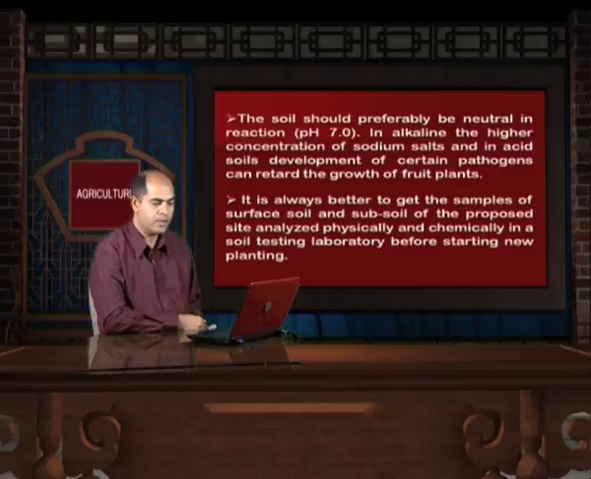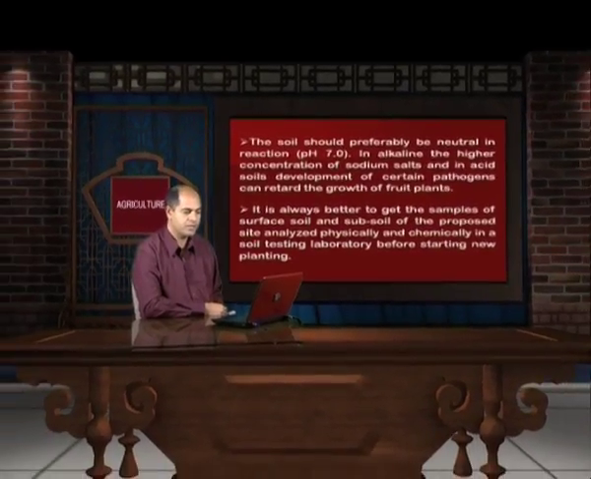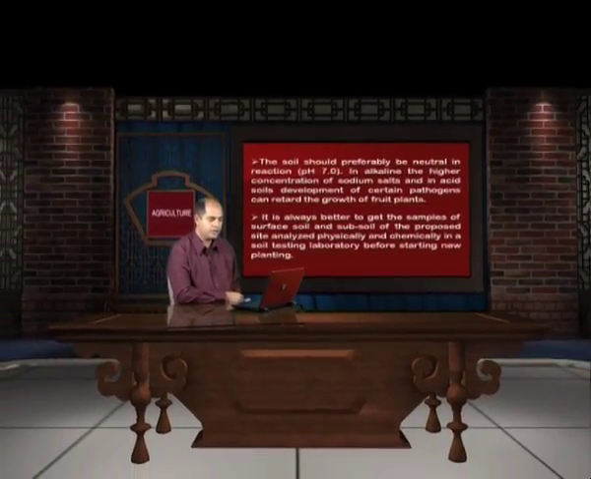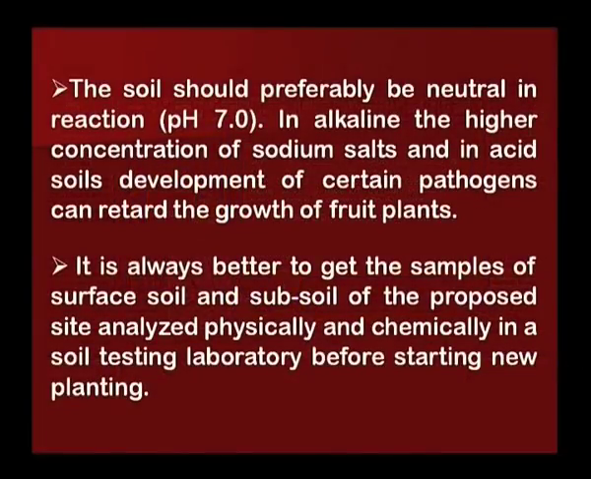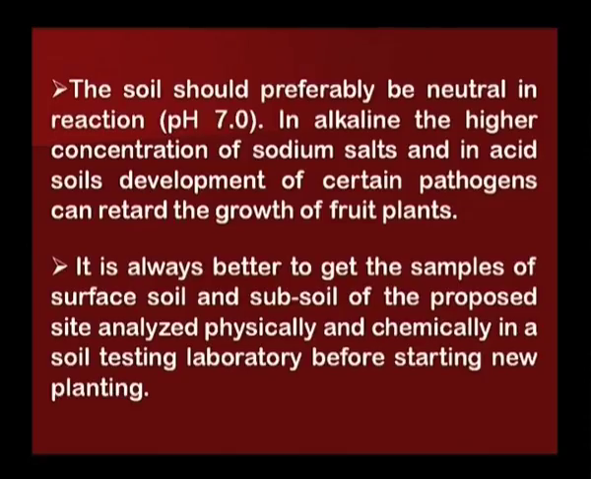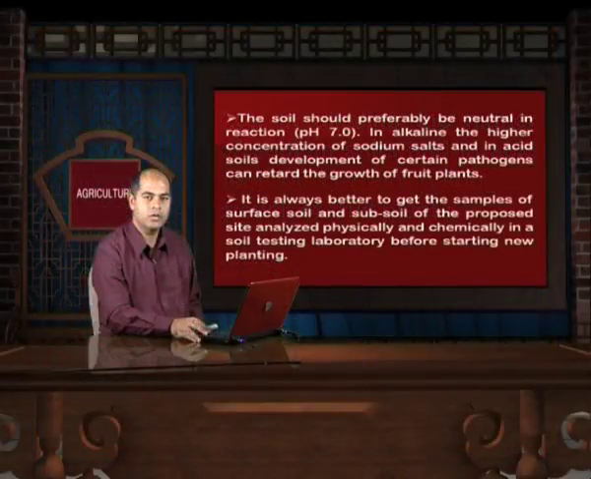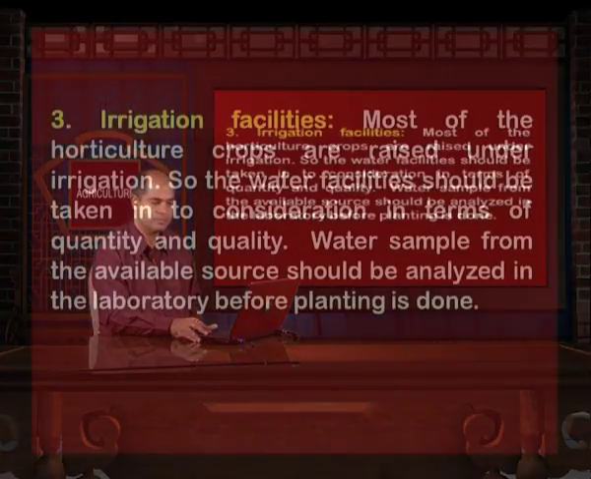The soil should preferably be neutral in reaction, that is pH 7. In alkaline soils, the higher concentration of sodium salts, and in acid soils, development of certain pathogens can retard the growth of fruit plants. It is always better to get the samples of surface soil and subsoil of the proposed site analyzed physically and chemically in a soil testing laboratory before starting new planting. It is essential to begin a new orchard. One should always test the soil properties.